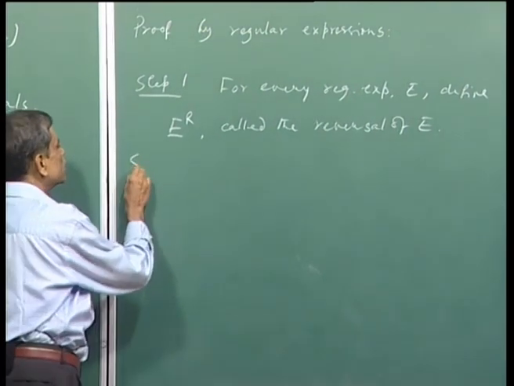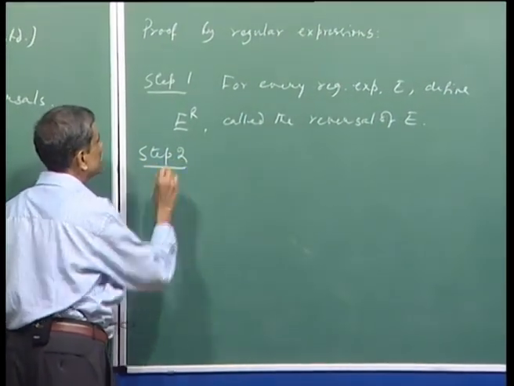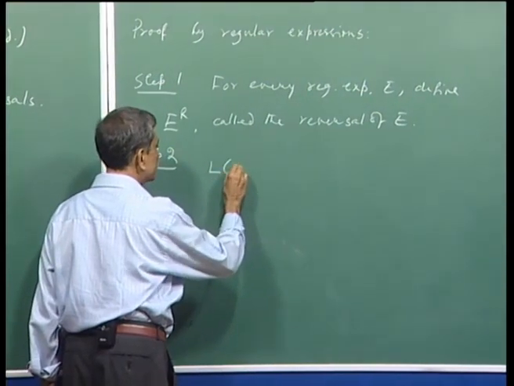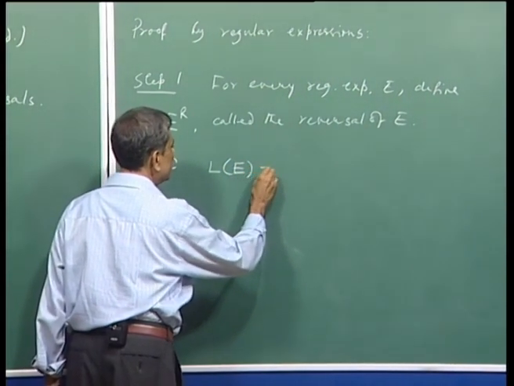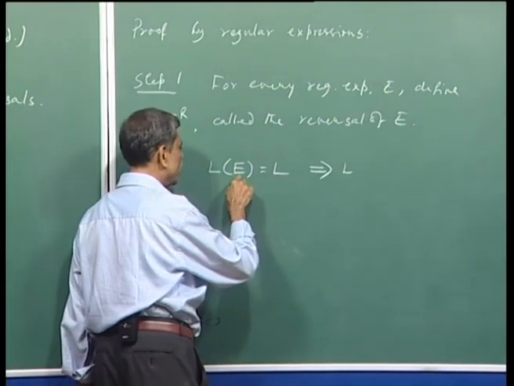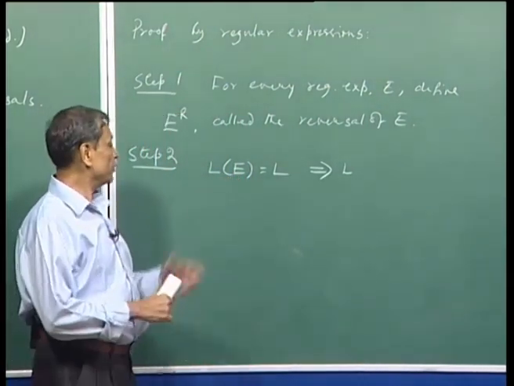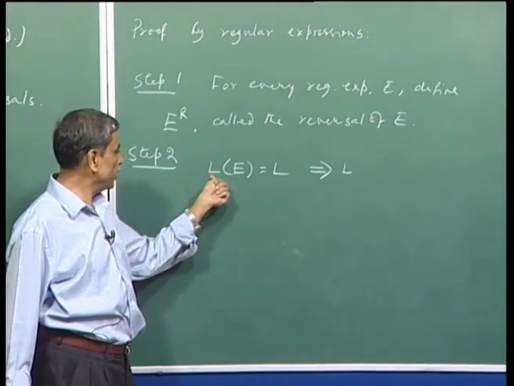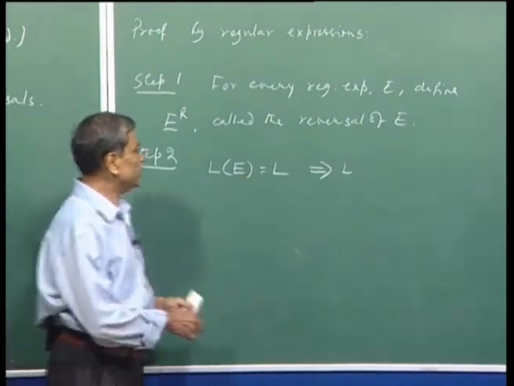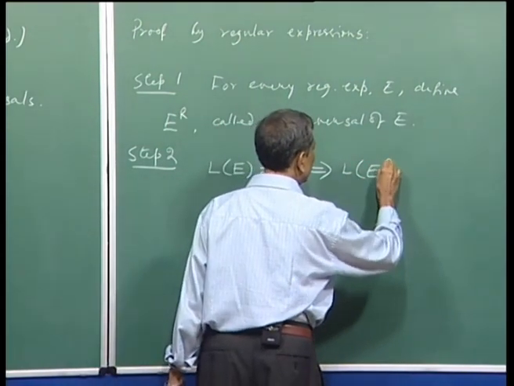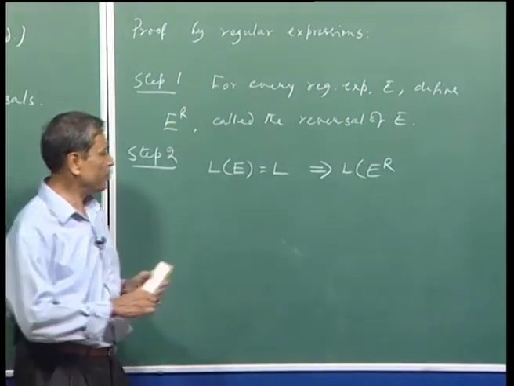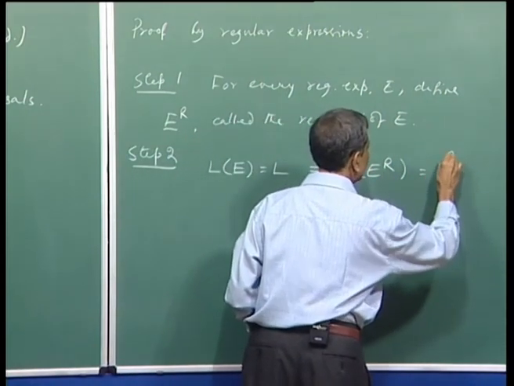Then step two was, what we intend doing is the step two, that if the language denoted by E is L, then the language denoted by ER, which is defined in the first step, is the reversal of the language L. Sorry, I should not have said language accepted by a regular expression. I should have said the language denoted by the regular expression E.